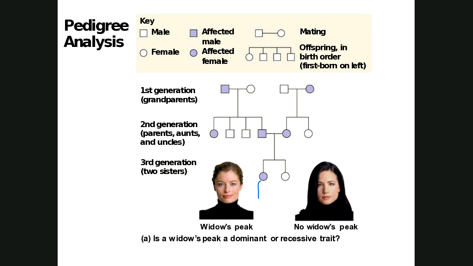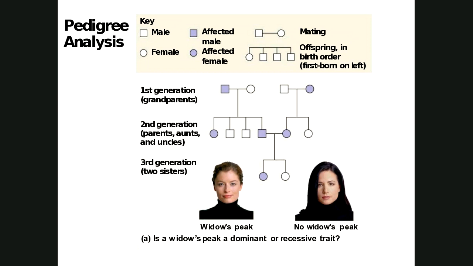If we go back to her dad's side, the grandfather had a widow's peak. One of her aunts had a widow's peak. On the mother's side, the grandmom had a widow's peak, but one of the aunts did not. Both brothers did not. Whew. Doing pedigree analysis can get kind of confusing. You take a look at it and you wonder, how do I know?